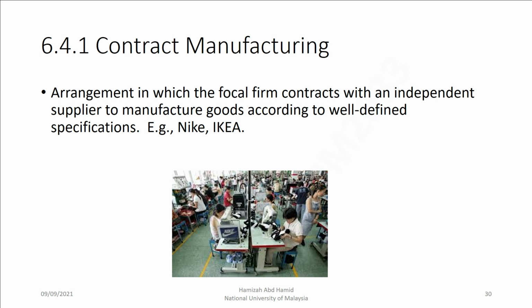First, we look into contract manufacturing. This is an arrangement in which the focal firm contracts with an independent supplier to manufacture goods according to well-defined specifications. Banyak company buat contract manufacturing dengan pelbagai negara-negara asing. Contohnya Nike, IKEA, mereka ada banyak buat contract manufacturing.